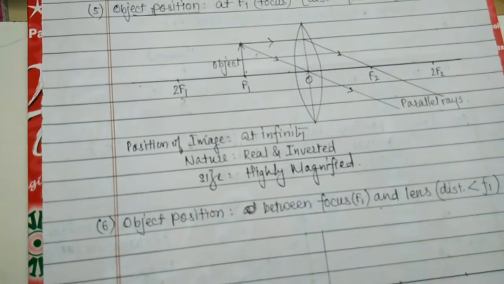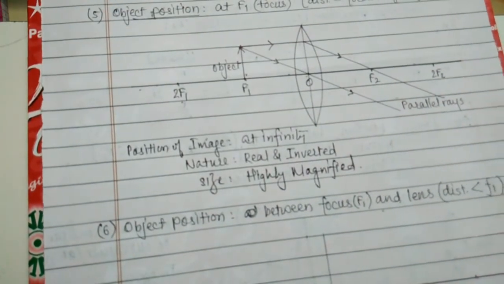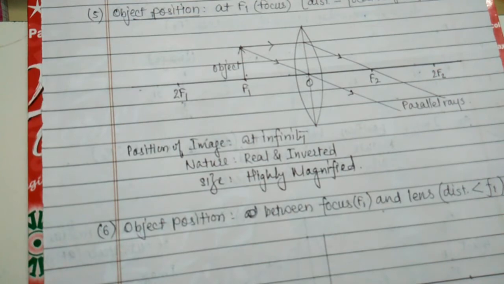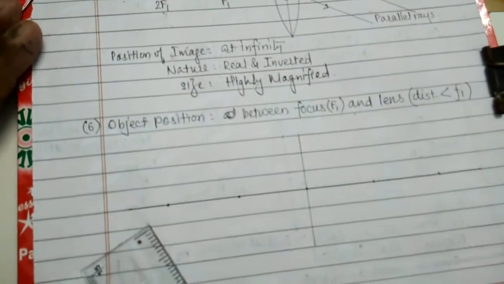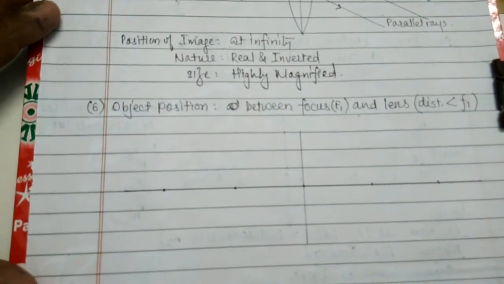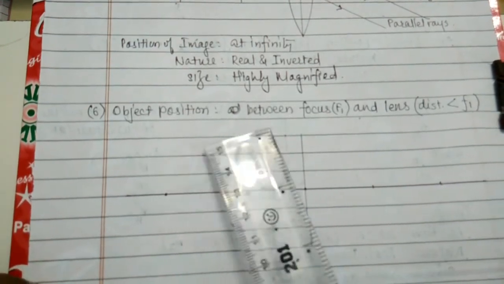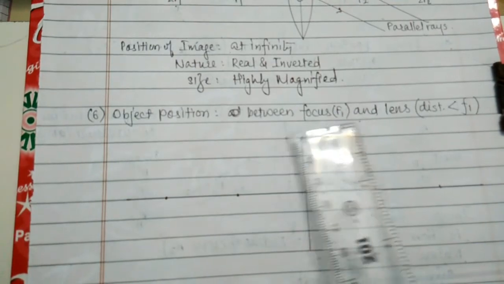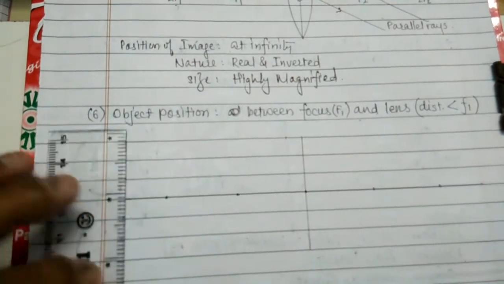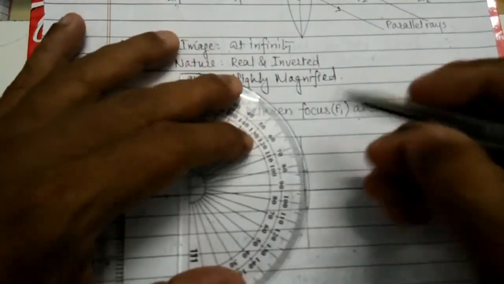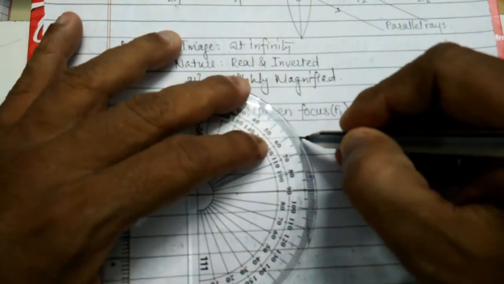Now the sixth diagram. So what is the sixth diagram? Sixth diagram, object position: between focus and lens. Okay, this is the lens, joined by an arc.